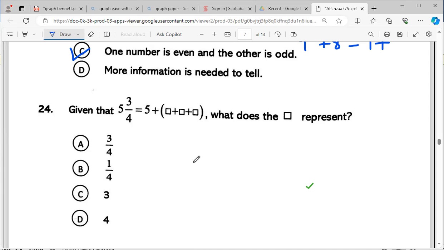Yeah, that is correct, right? Because it is saying 5 plus what? But the box represents one number. When you add that, it's supposed to come up to the 3/4, right? Because remember, the 5 is equal to the 5, so that means it all should come to 3/4. Well done, Abby.